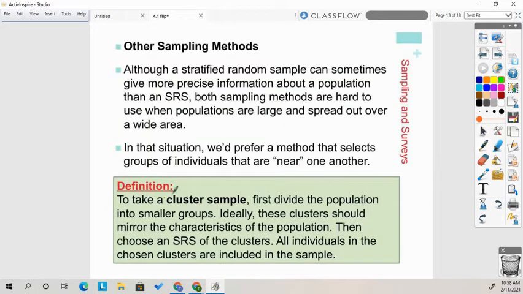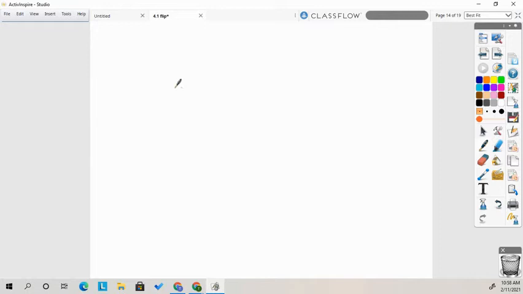Okay, other methods, cluster sampling. Well, okay, let's talk about cluster sampling. I don't really like it, but this is the difference between stratifying and cluster. And let me add a sheet here. Okay, so this is the best explanation I can give you.